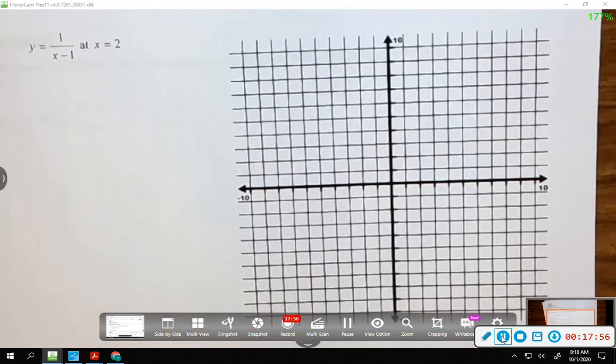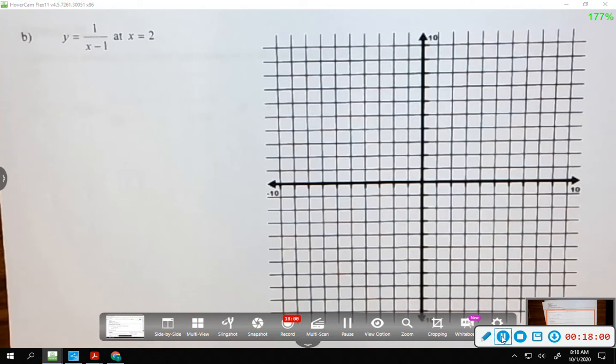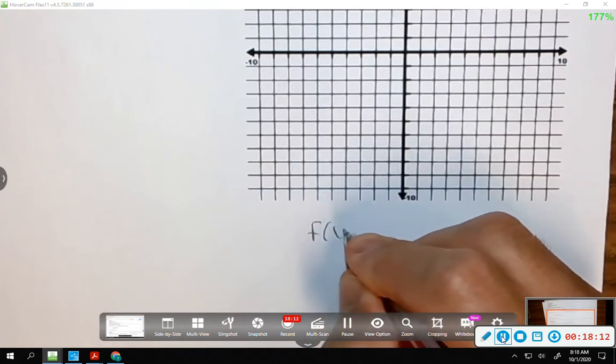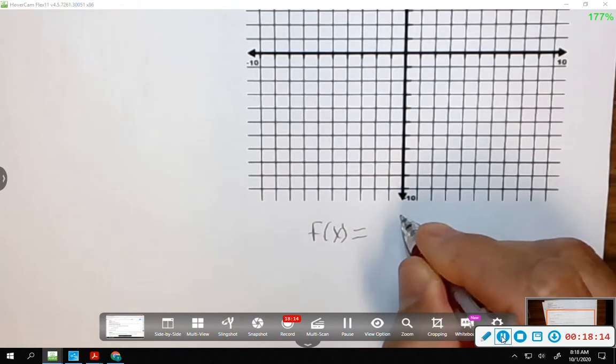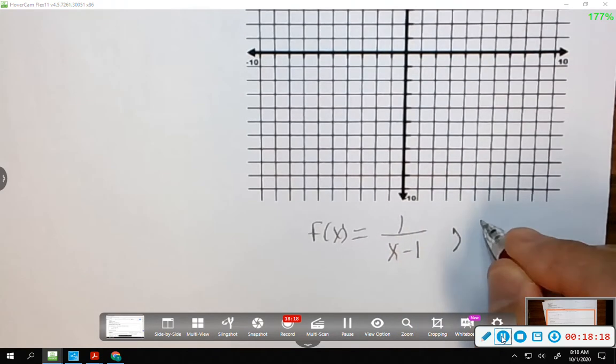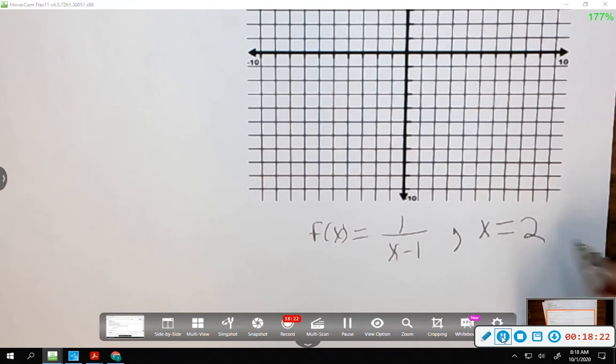So now let's take a look at a more complex situation, simply because we're dealing with a rational function now instead of a nice, simple y equals x squared function, parabolic function. So I'm going to write it down here. The f function, f of x, is 1 over x minus 1. And I want to find the slope at x equals +2 in this particular problem.